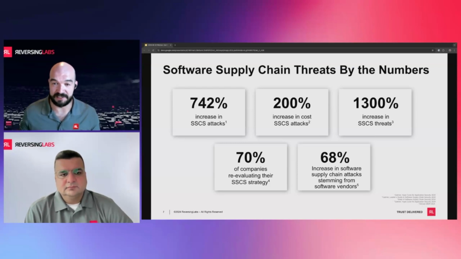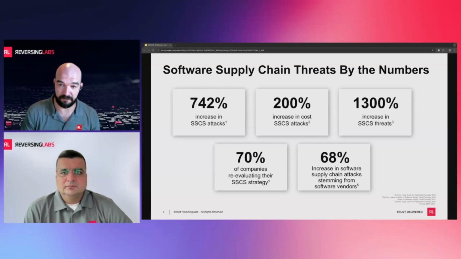And like I mentioned, the Verizon DBIR report from earlier this year has assigned a new risk category within that report, specifically tracking software supply chain breaches stemming from third-party software providers. And those attacks have risen 68% since last year's report.